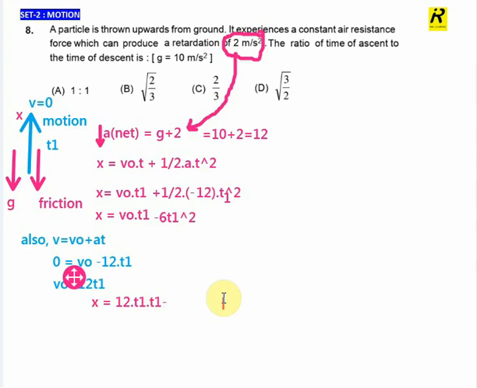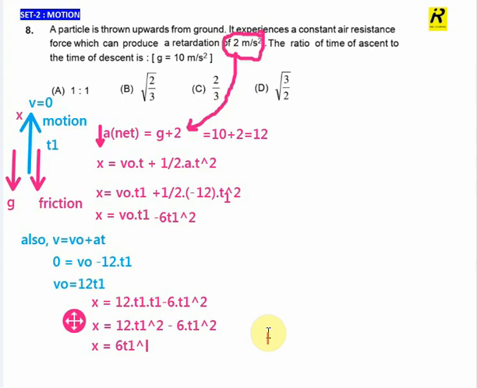So minus 6 T1 square. So finally x equals 12 T1 square minus 6 T1 square. So that means x equals 6 T1 square. This is x for the upward motion. So we got something. Say this is equation 1.